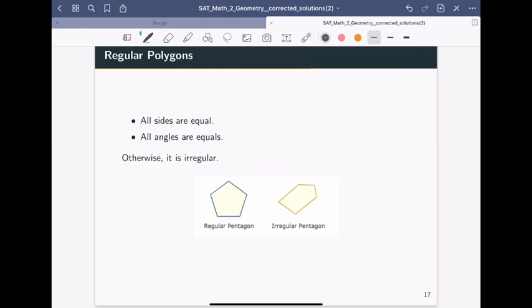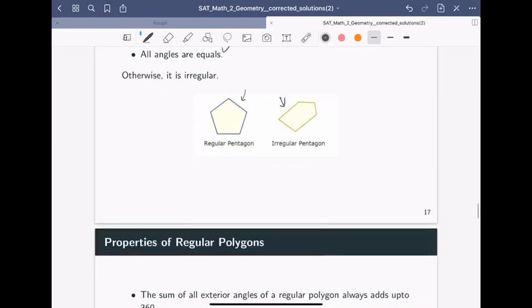which is the regular polygons. In the regular polygons, all sides are equal and all interior angles are equal. All angles concerned are actually equal, and I'll elaborate on this in a bit. Otherwise, it is irregular, and we can see an irregular polygon here, and this is just a regular pentagon. This is a polygon with 5 sides.